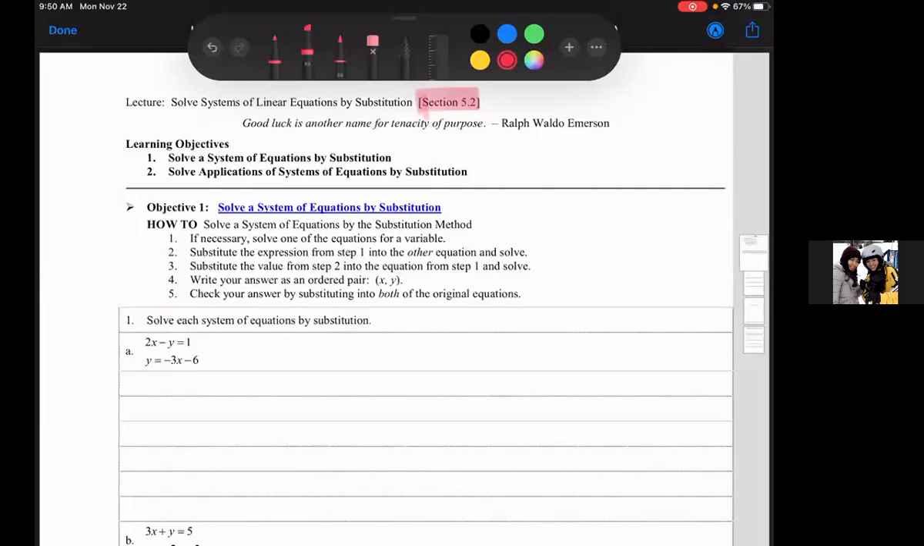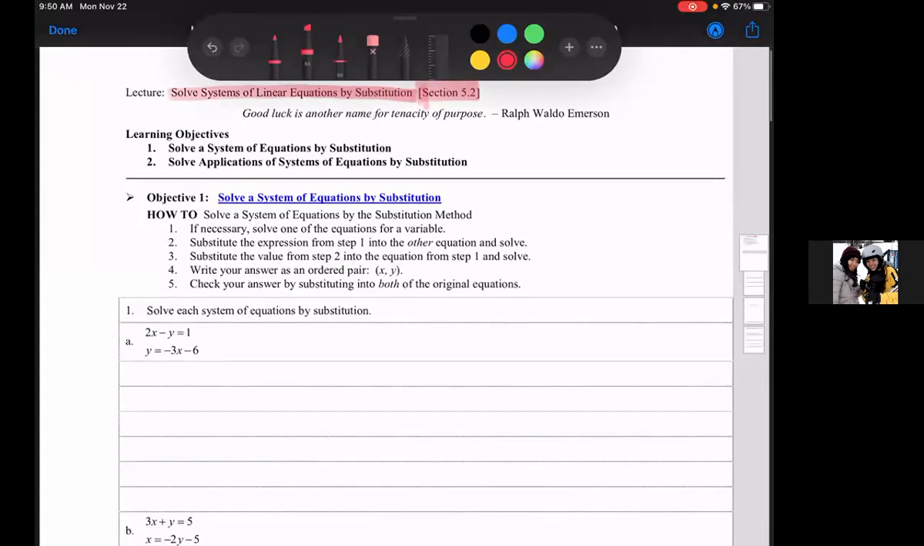So section 5.2, solving system of equations by substitution. The steps for solving a system of equations by substitution are these. First, you pick a variable and solve for it. Pick any variable you want, but to make your life easy, pick the one that's easier to solve for. Once you solve for one variable, you substitute the expression from step 1 into the other equation and solve. So you substitute whatever you have in step 1 into step 2.